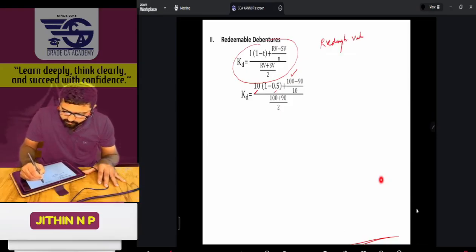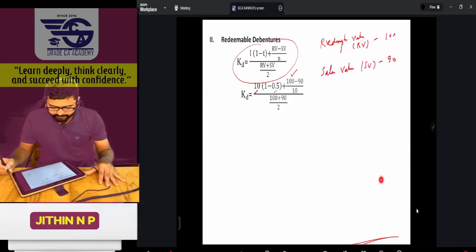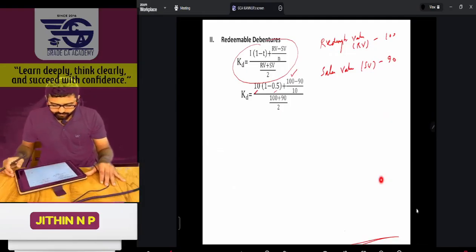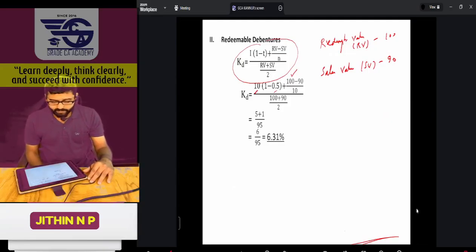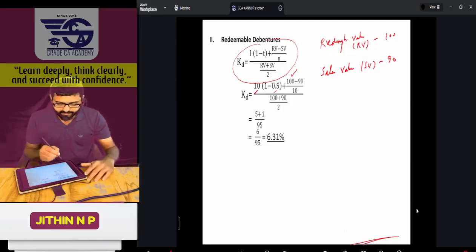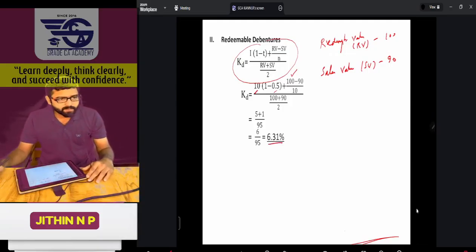Redemption value RV is 100. Sale value SV is 90. Clear? Then 5 plus 1 divided by 95. That is 6.31 percentage, which is KD. In the case of redeemable debt, KD is 6.31 percentage. Clear?